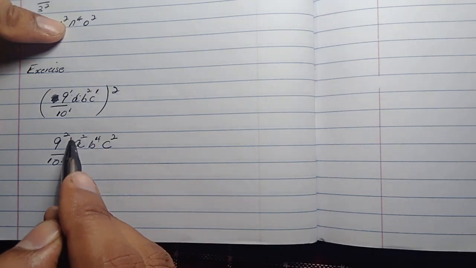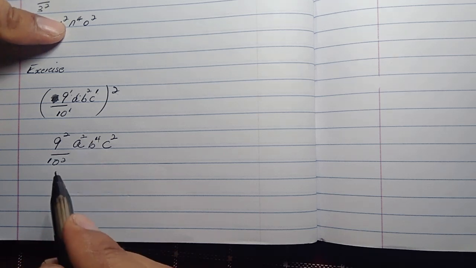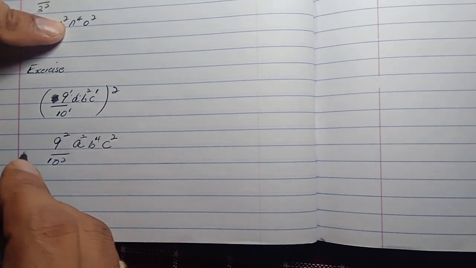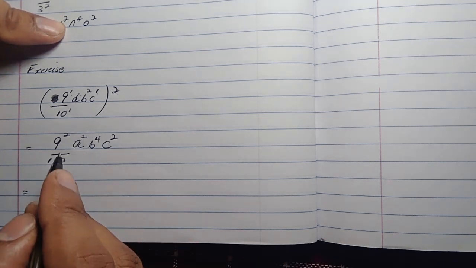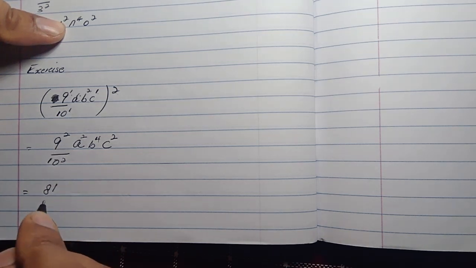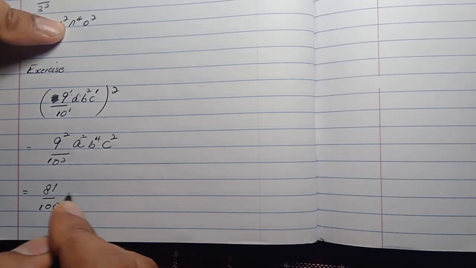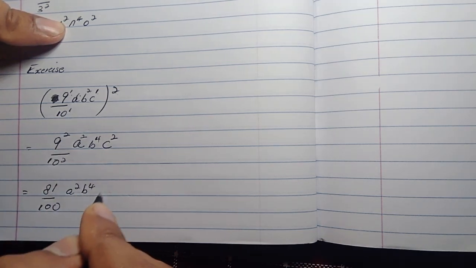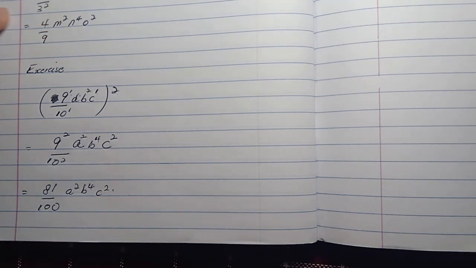Of course, if you write it out, 1 times 2 and 2 times 2, that's perfectly okay. But some of you by now might see it coming and give this simplification right away. So 9 squared is 81, 10 squared is 100, a squared, b to the 4, c squared. There we go. You can't go wrong. Maths is always fun.